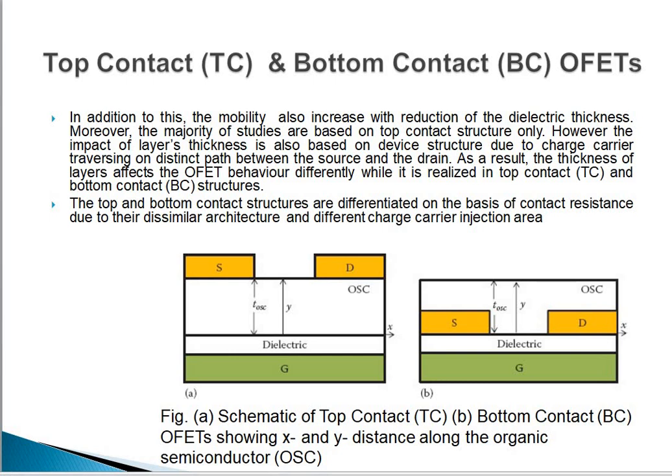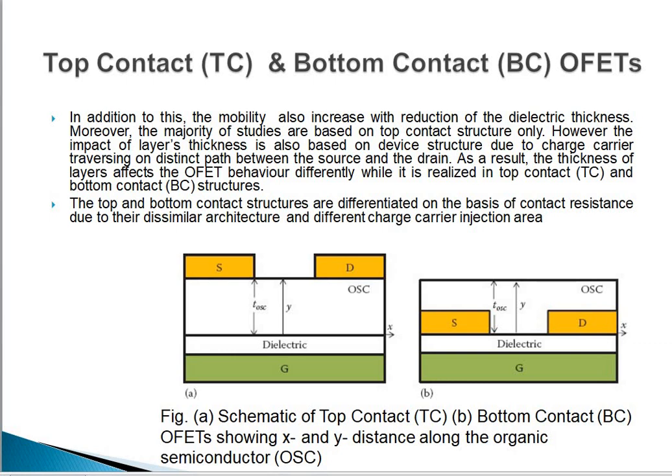Moreover, the mobility studies are based on top contact structure only. However, the impact of layer thickness is also based on device structure due to charge carriers transferring on distinct paths between the source and the drain. As a result, the thickness of layer affects the organic field effect transistor behavior differently while it is realized in top contact and the bottom contact structure.